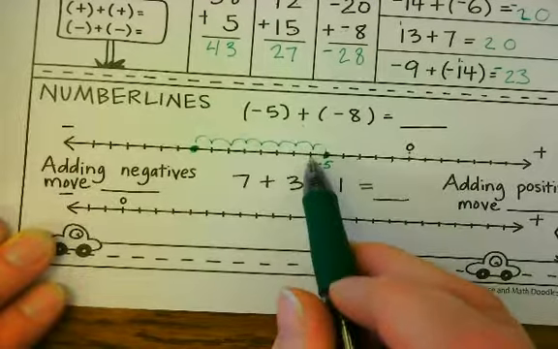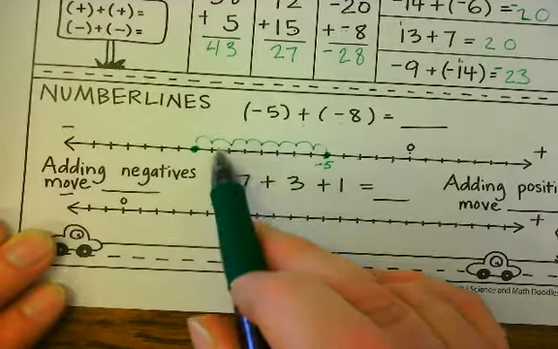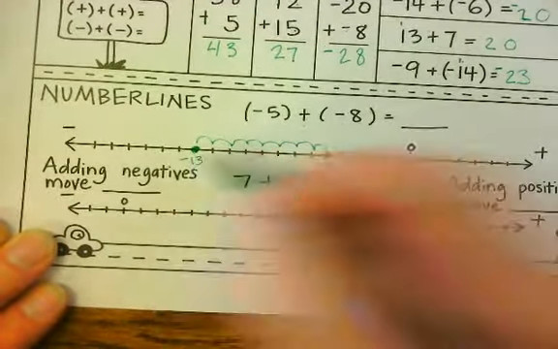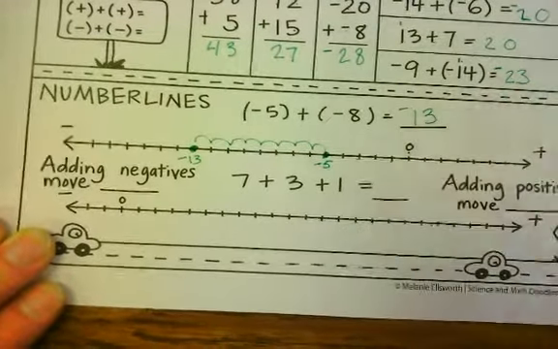Now we just count it. Negative 6, 7, 8, 9, 10, 11, 12, negative 13. And so our answer is a negative 13.